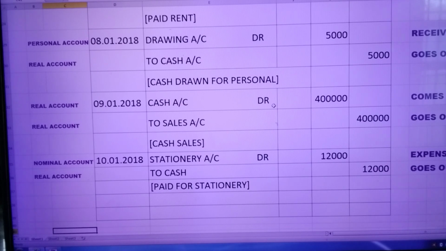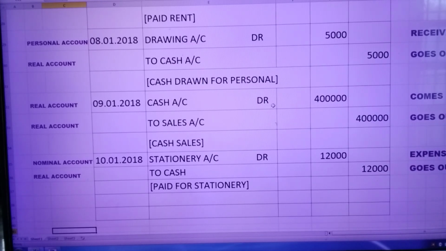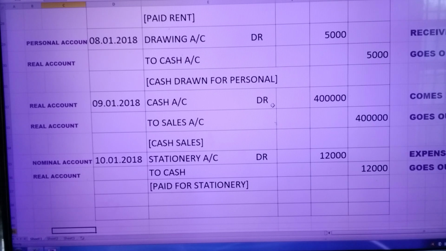Cash sales. Now we are entering into the field of cash sales. There are 2 types of sales available. One is called credit sales, another one is called cash sales. So credit transactions will also be there, and cash sales also. Here they clearly mention cash sales. Who is doing cash sales? I am not doing cash sales. Ramesh and Co is doing cash sales.